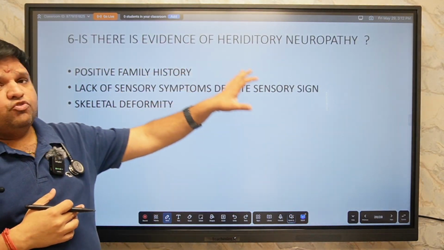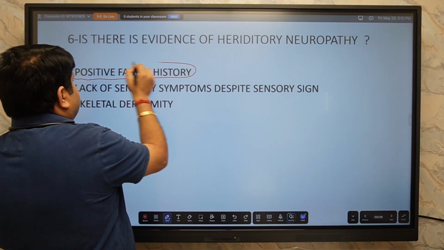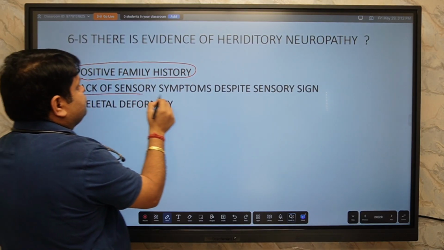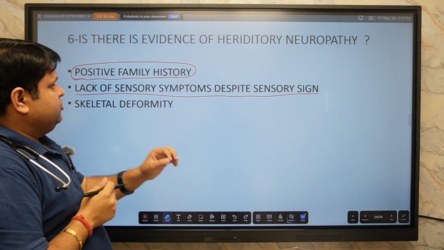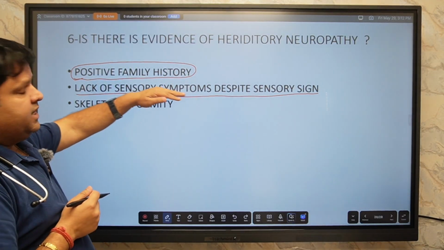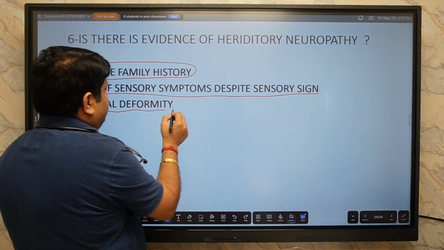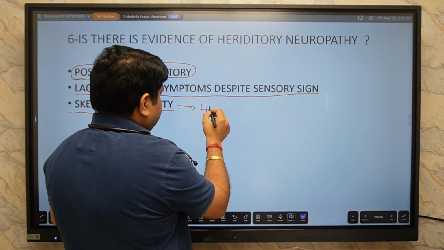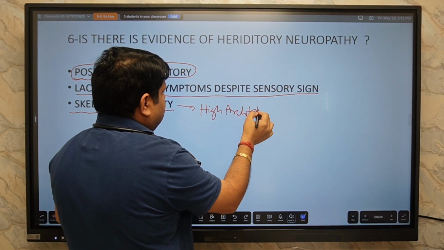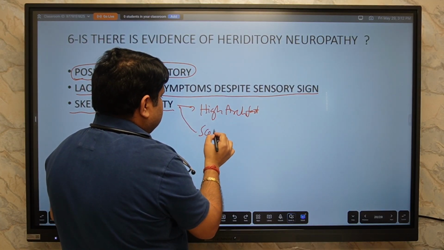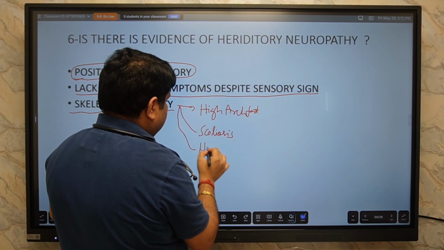Next, is there evidence of hereditary neuropathy? For hereditary, there is a positive family history of neuropathy, and a lack of sensory symptoms despite sensory signs. In hereditary neuropathy, sensory signs are present but there is no history of sensory symptoms, and there is presence of skeletal deformity like high arch foot, scoliosis, and hammer toes.